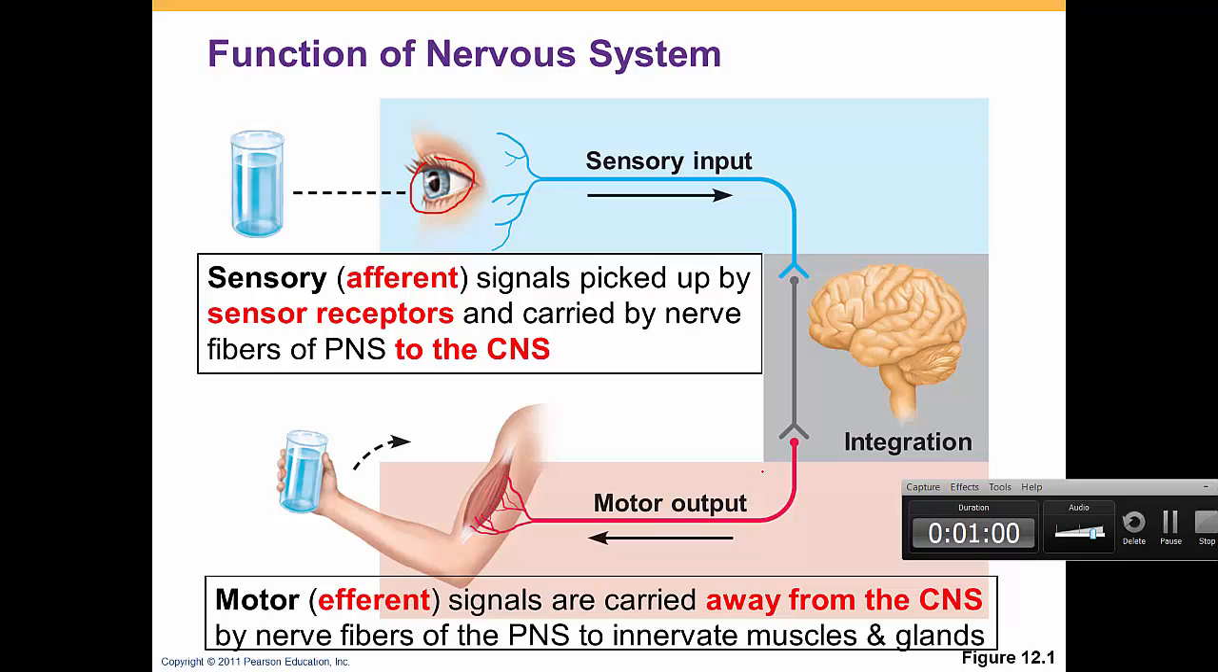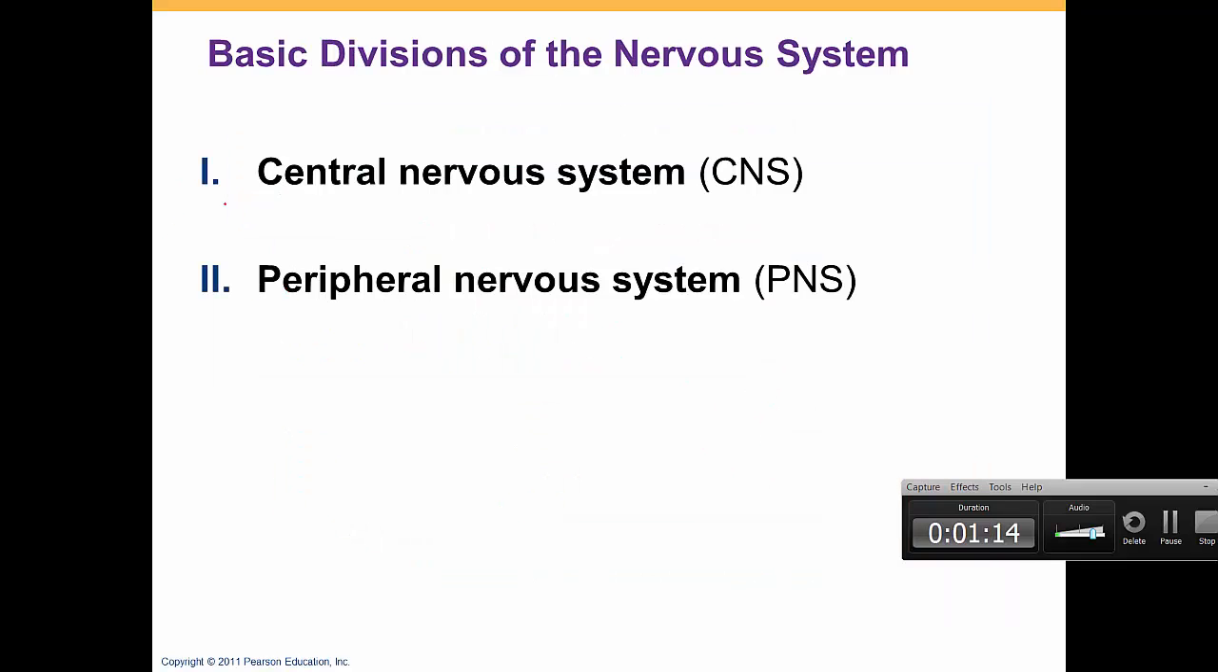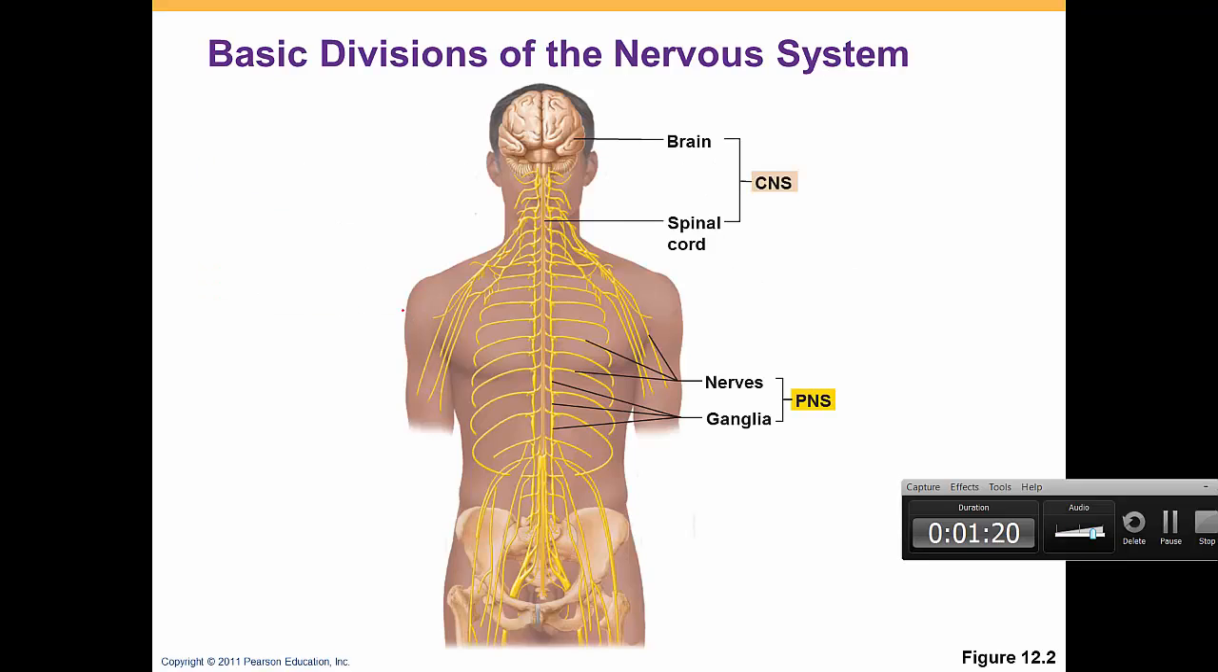Then motor output travels on a motor neuron to the muscles. The muscles will contract in the appropriate ways and will bring the water towards your mouth. We have two big divisions of the nervous system. We have the central nervous system and we have the peripheral nervous system.